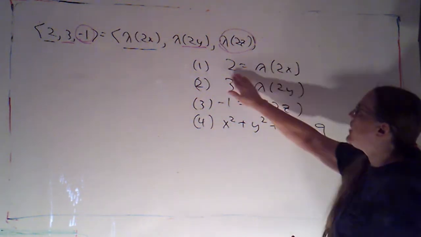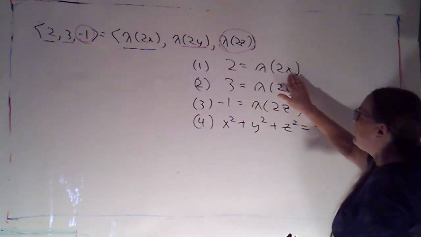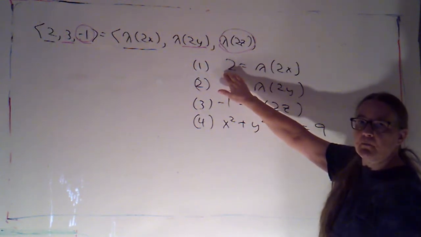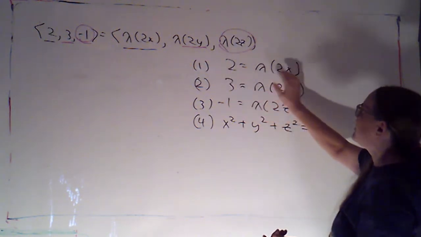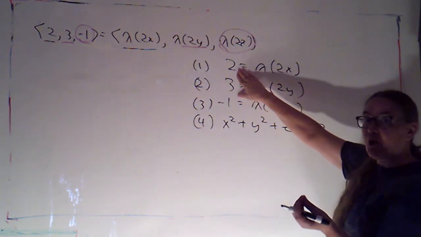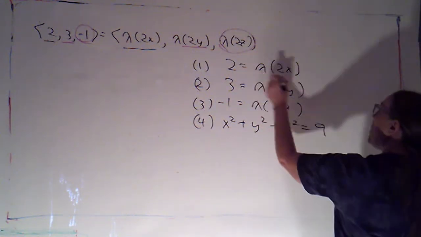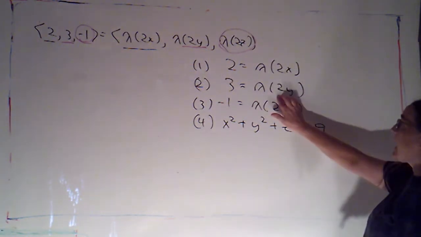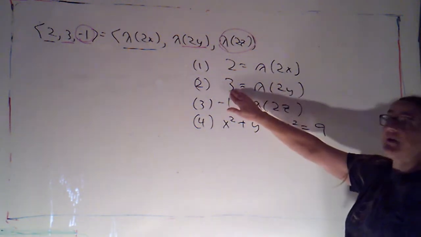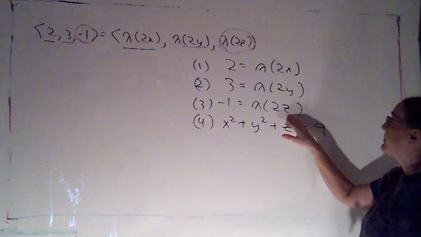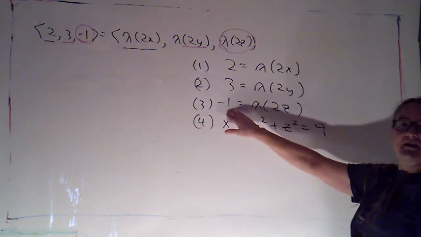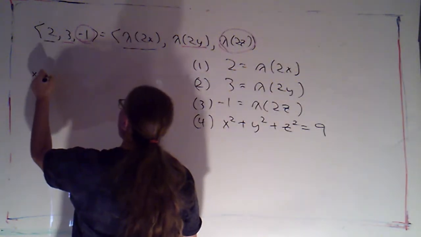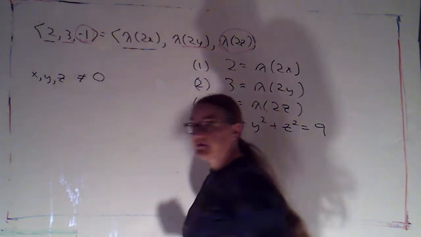Because lambda times 2x is 2. If x were 0, this product couldn't possibly be 2. It's very nice when lambda multiplies by something to give me a number other than 0, because then I know all of the factors on this right-hand side are not 0. By a similar argument, I can see that y is not 0, because then this product couldn't be 3. And z is not 0, because otherwise this product wouldn't be negative 1. So I'm just going to make a note here. x, y, and z are not 0.